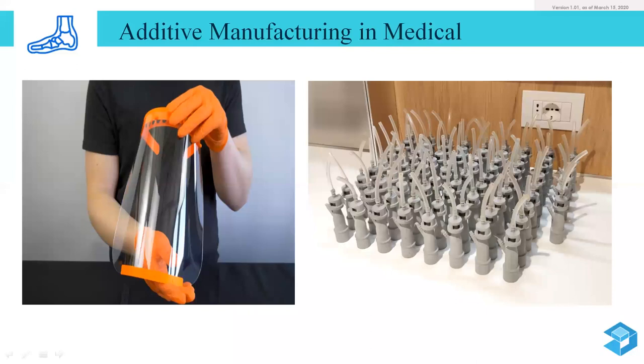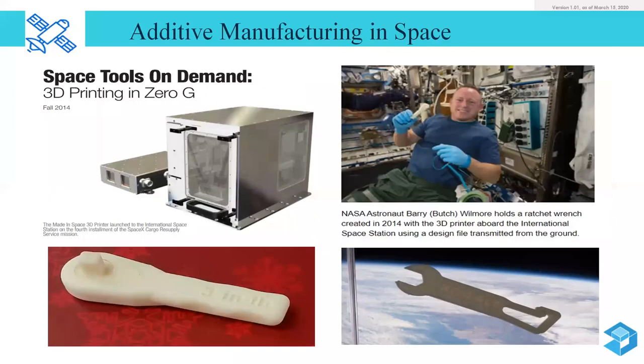And additive manufacturing in space has been one of the talked about things nowadays. And this is one of the 3D printers that can print in zero gravity. You can see Mr. Barry, an astronaut in ISS, holding a ratchet in his hand. And this was actually directly used by him to help replace certain components.